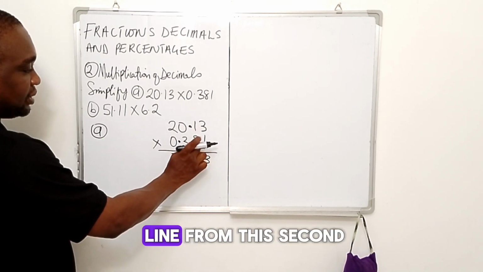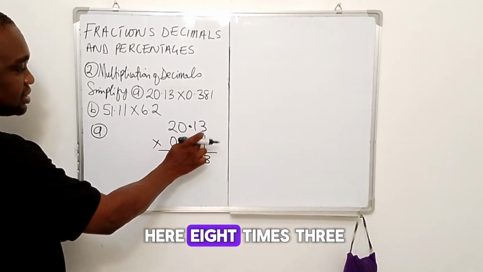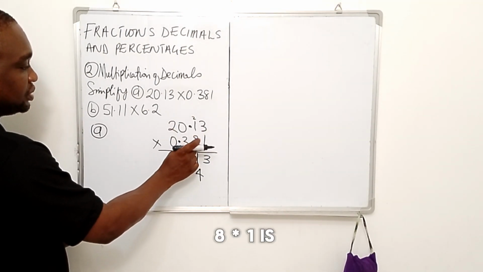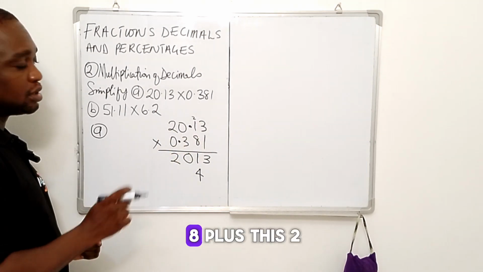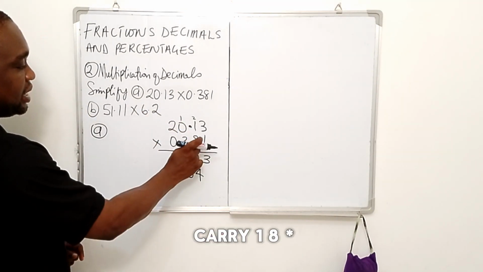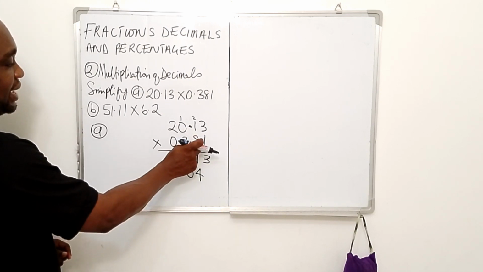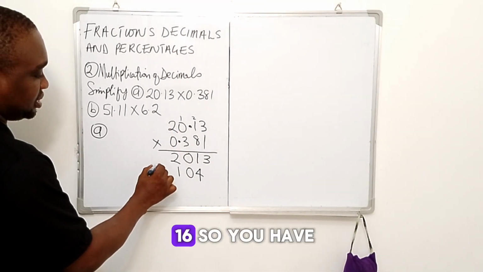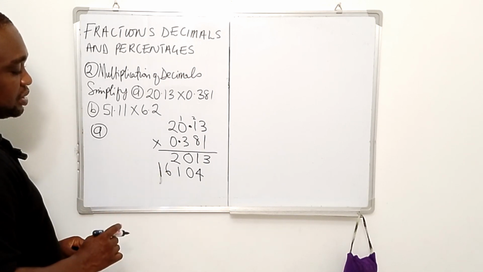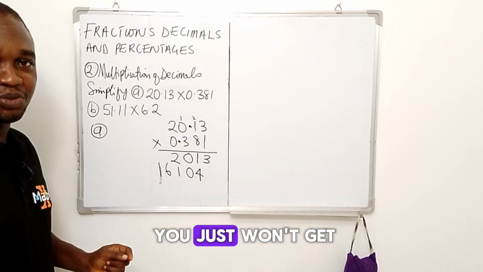So from this second line, from this second number here, you start your solution here. 8 times 3, that's 24. So 4 carry 2. 8 times 1 is 8, plus this 2 is 10. You have a 0 carry 1. 8 times 0 is 0, plus that 1 is 1. 8 times 2 is 16. So you have a 1, a 6, and a 1. Ensure that you place the numbers properly because any mix-up, you just won't get it right.